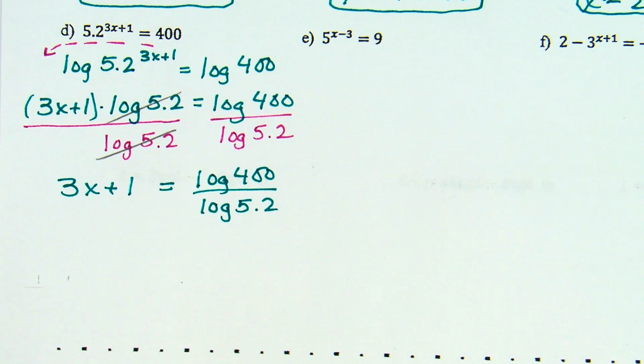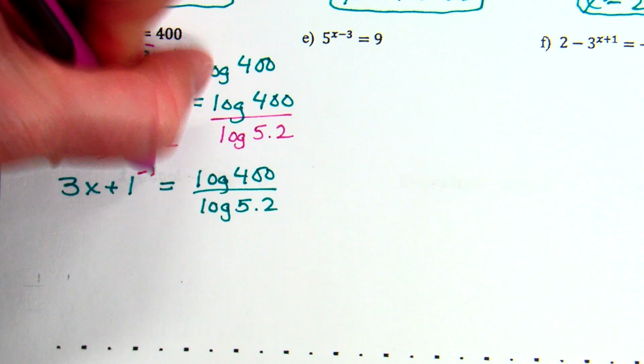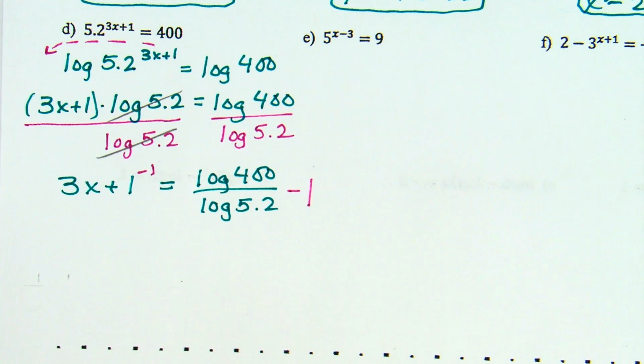Now, go back to 7th grade, 6th grade math, when you first started learning. This is just a number on the right. 3x plus 1 equals some number. How do you solve for x? If it's 3x plus 1, we subtract 1, hopefully, right? The opposite of adding 1 is subtracting 1. If we subtract 1 on the left, we subtract 1 on the right. Notice what I did. I just wrote minus 1 after that fraction.